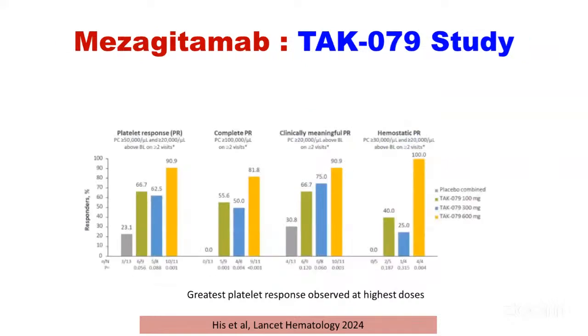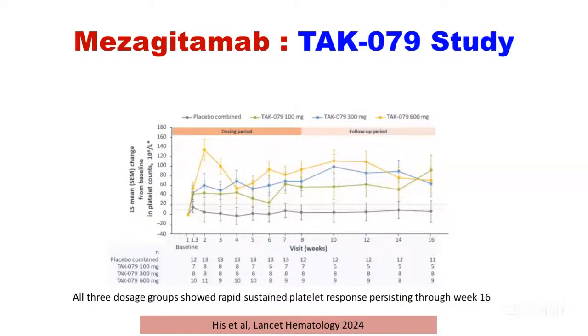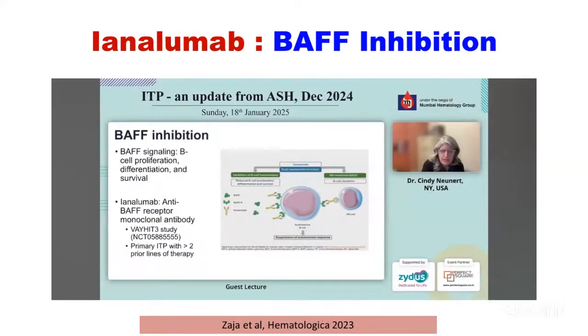And mezagitamab is in the TAK-079 study, where it has been shown that the patients respond to the maximum therapy. There are 3 doses, 100 milligram, 300 and 600 milligram. 600 milligram has shown the best response in terms of platelet response, complete platelet response, clinically meaningful platelet response, and hemostatic platelet response. So mezagitamab is also maintaining the 600 milligram.